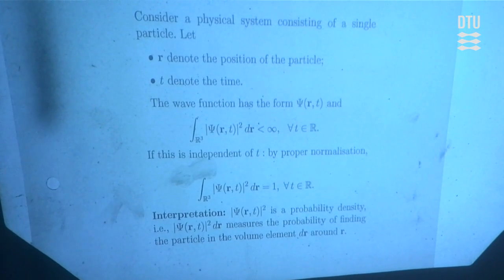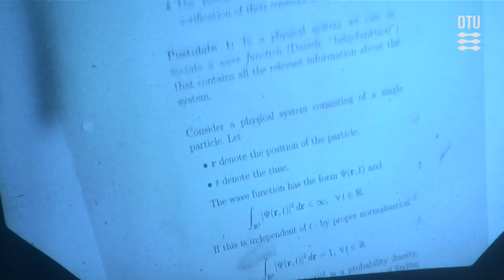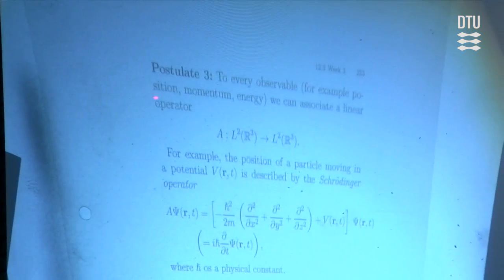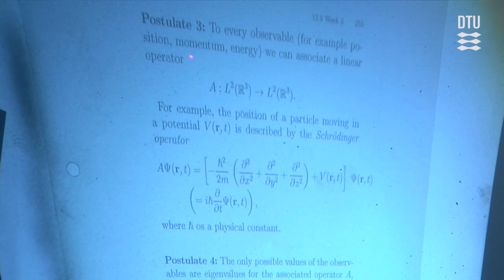So now you want to know something about this particle. Maybe you want to know something about the position, maybe something about its energy or momentum or anything like this. And then the physicists have a postulate for that. They say that if you want to know anything about your particle, for example something about its position or momentum or energy, then you can find out by looking at a certain linear operator. And it should be an operator going from this Hilbert space into this Hilbert space.